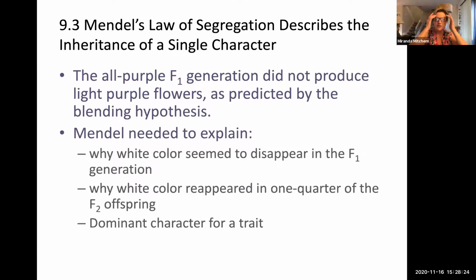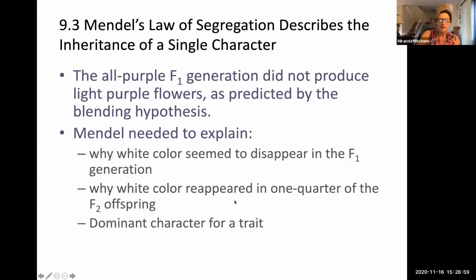So at the time, none of this had been worked out. Gregor Mendel's trying to figure it out. There was another hypothesis proposed, which was a blending hypothesis, but that's different from dominance. What Mendel still needed to figure out is what happened to that white flower color. It disappeared in the F1, but then reappeared in the F2.